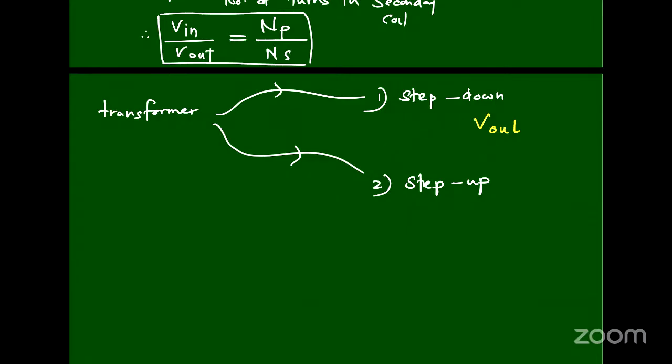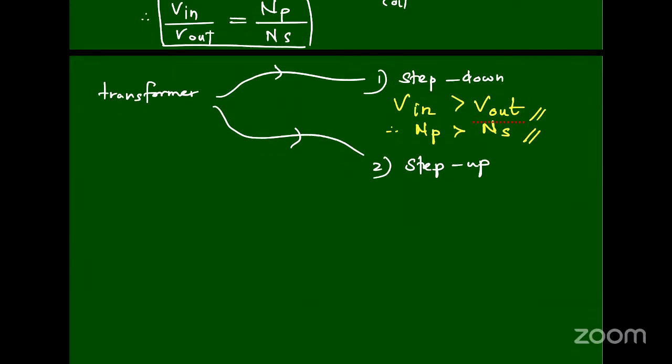Step down means you are having a low V out value, and here it is V in, a higher input voltage. So therefore, N primary is going to be higher than N secondary. This is the idea of step down. Stepping down, you are reducing the output voltage. You can remember it like that. You are reducing the output voltage, okay?